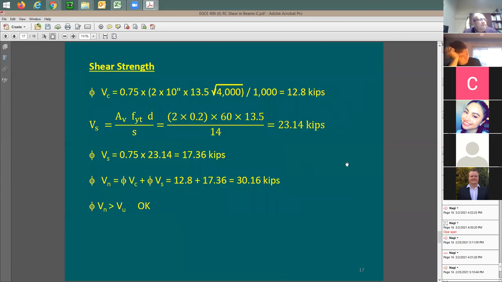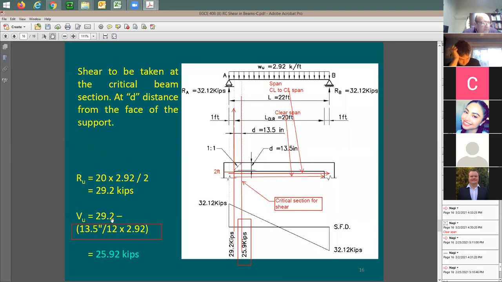I said, okay. Here is PVS. Let me take this, 23 multiplied by 0.75. Now I have 17. Add both of these two values together. I have 30 kips, 30.16, for the strength of the beam. How much demand do I have? 25, great, the beam is good. This beam is good, can resist the shear.